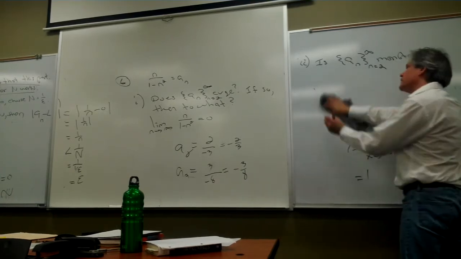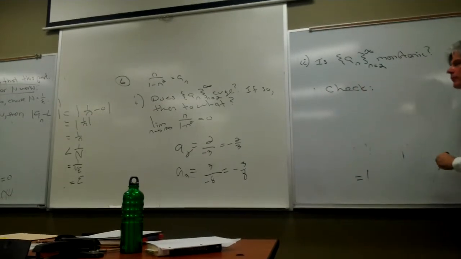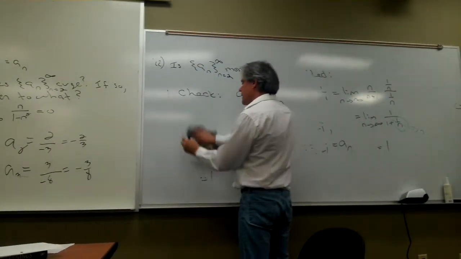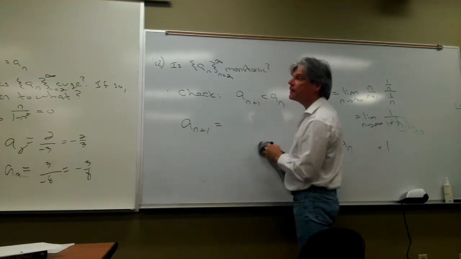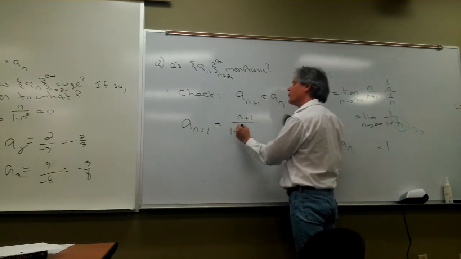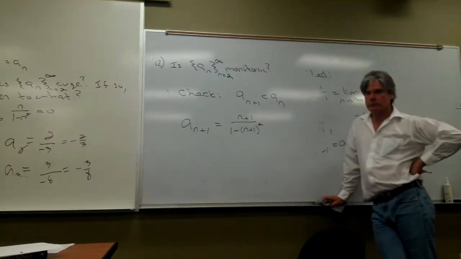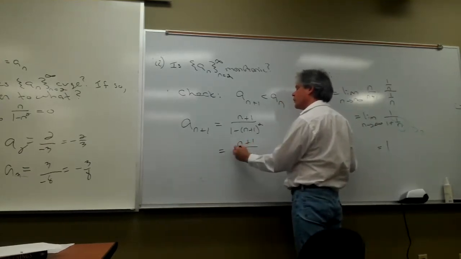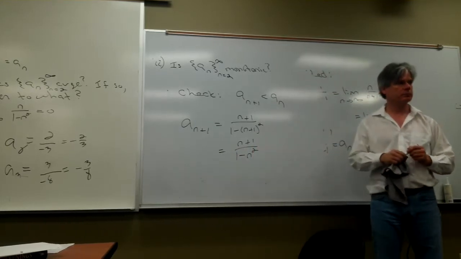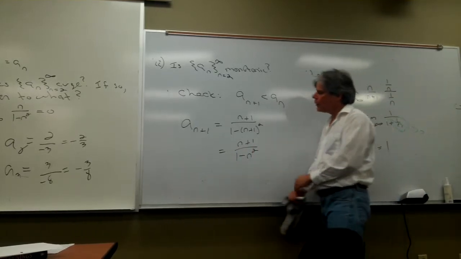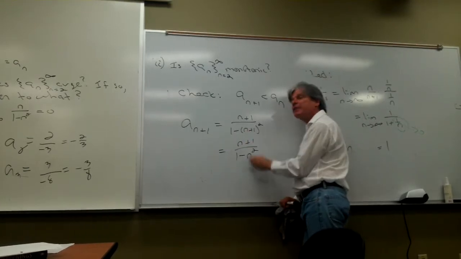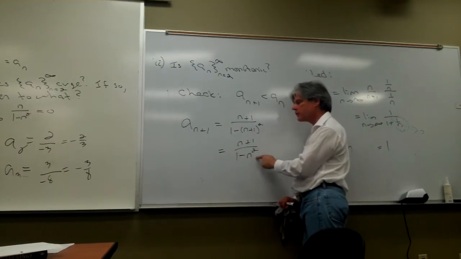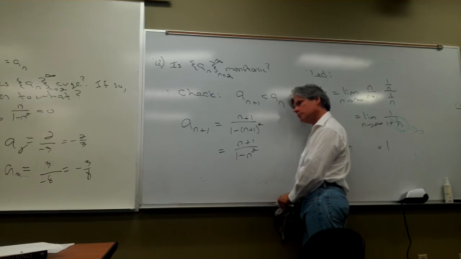Watch. I just need to check that my a sub n plus 1 is less than my a sub n. Let's see if it's true. Let's talk about a sub n plus 1, which is nothing more than n plus 1 all over 1 minus n plus 1 squared. But I think that's the same thing as n plus 1 over 1 minus n squared. Okay, I made a mistake. What I'm subtracting from 1 here is bigger than it was before, but it's downstairs, and the numerator is the same. So is my denominator getting larger or smaller from here to here? Larger. Therefore, the fraction is getting smaller.